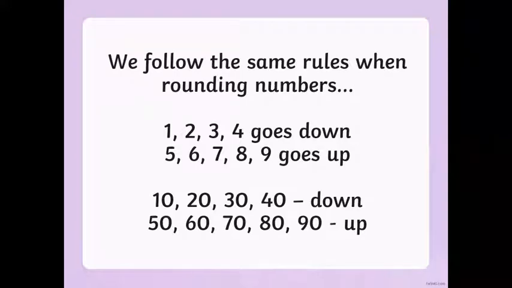If you were rounding to the nearest 100 and you look at the tens column, if your tens column was 10, 20, 30, 40, you go down to the hundreds before. If you're rounding to the nearest 100 and your tens column is 50, 60, 70, 80, 90, you go up to the next 100. Same if you were rounding to the nearest thousands and you look at the hundreds column, if it was 100, 200, 300, 400, you would go down. If it was 500, 600, 700, 800 or 900, you would go up.